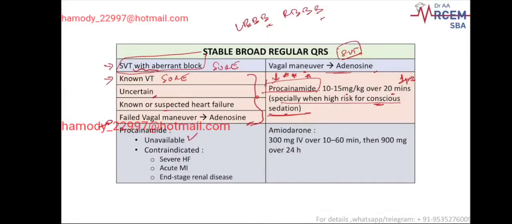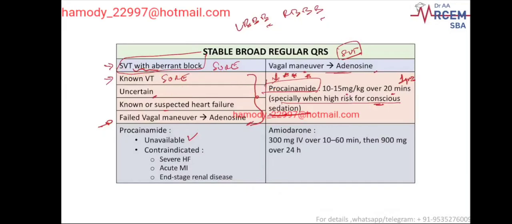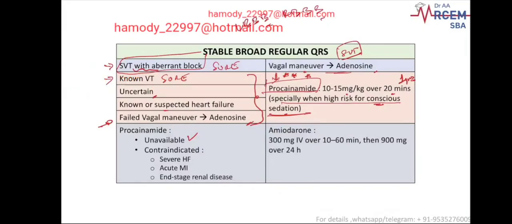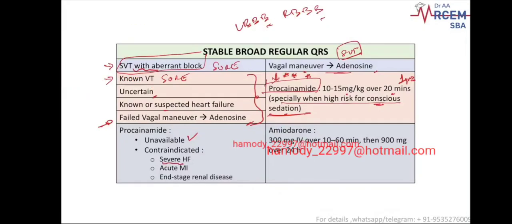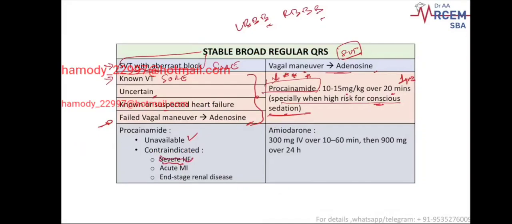What if procainamide is not available? Because it's a new drug. Just now they started. Before this, we used to not use procainamide a lot in the resuscitation bay. What if it is not available? What if it is contraindicated? Remember that it is contraindicated in severe heart failure. If it is severe heart failure, it becomes a life-threatening feature. So do not worry, anyway, we end up giving shock. What if it is an acute MI? We end up giving shock.